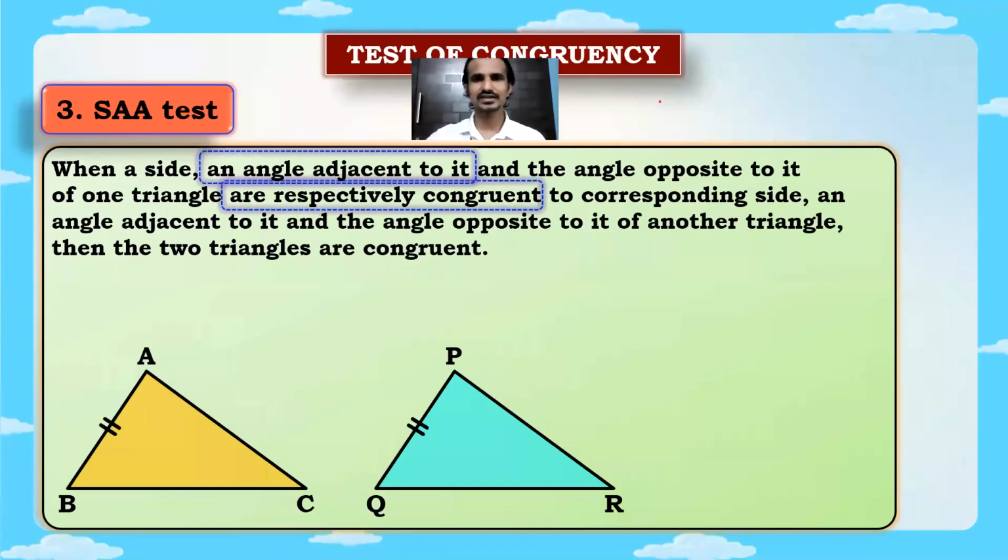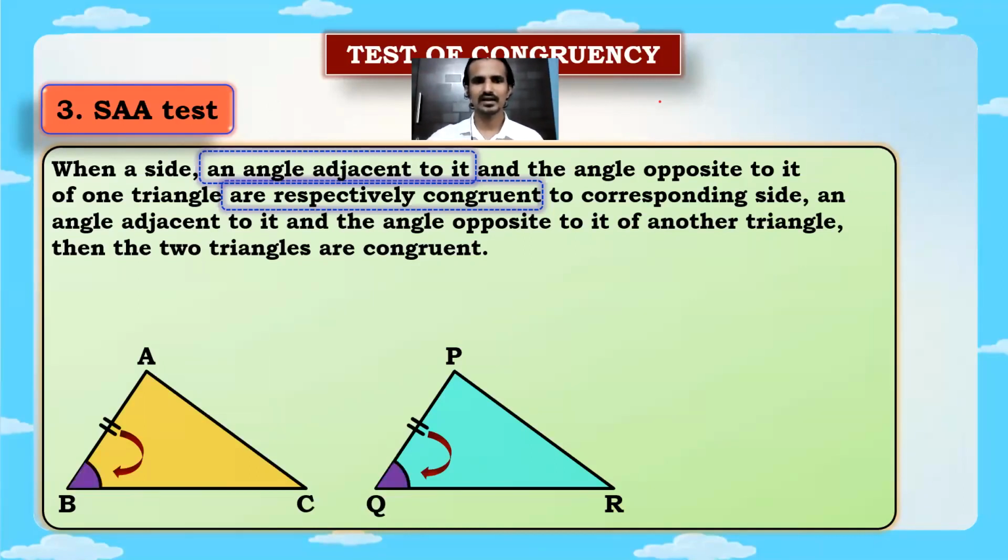What does adjacent mean? When we say side AB, the adjacent angle can be either angle A or angle B, because it should be one angle out of A and B, close to AB. So we have angle B, which is adjacent to side AB, and angle Q, which is adjacent to side PQ. So first, sides AB and PQ are equal. Then their adjacent angles, angle B and angle Q, are equal.